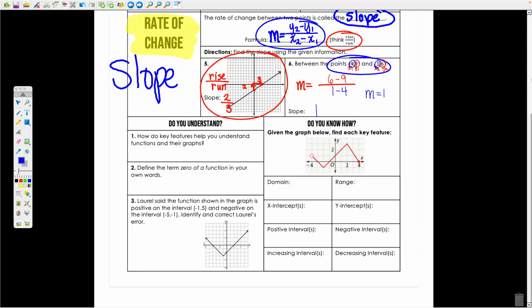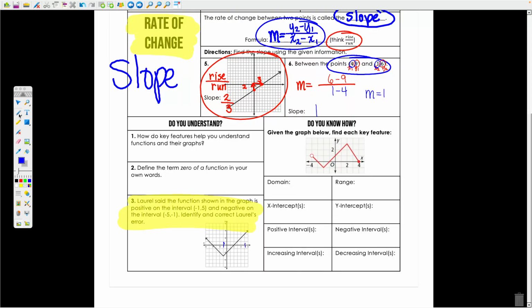And then it says, define, Lord help me, define the term 0 of a function in your own words. Then this one says Laurel said the function shown in the graph is positive on the interval -1, 5. Okay, -1, 5. Ooh, that's a lot. And then she says it's negative on the interval -5, -1. This one right here, you're just explaining the mistake and correcting it, all right?